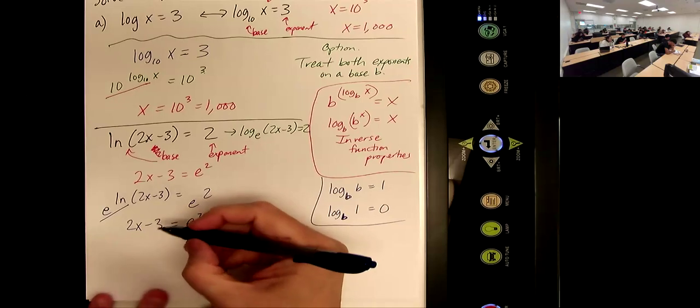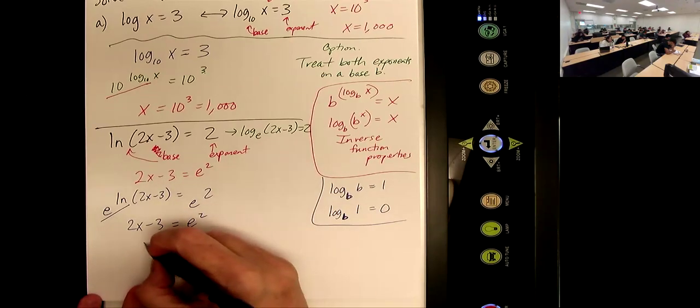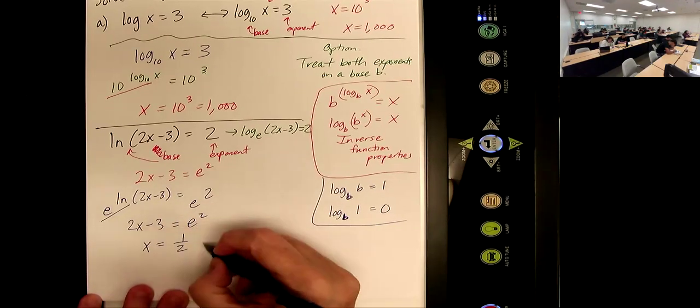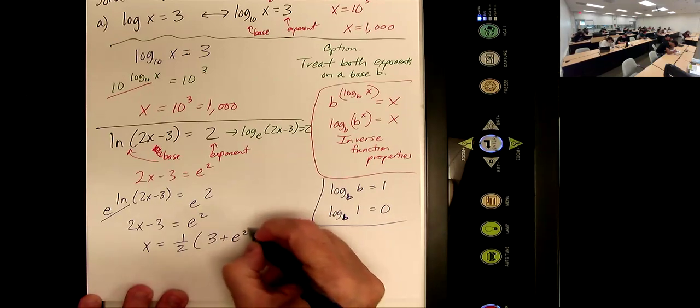And you're solving for x. We add 3 to both sides and divide by 2 or multiply by 1/2. We have x equals 1/2 times 3 plus e squared.